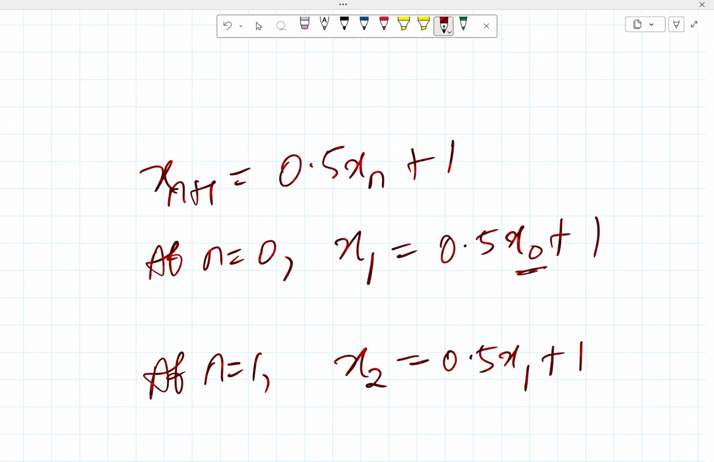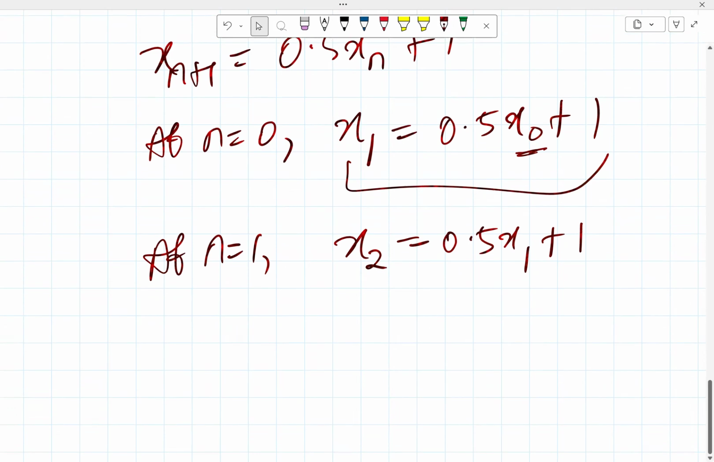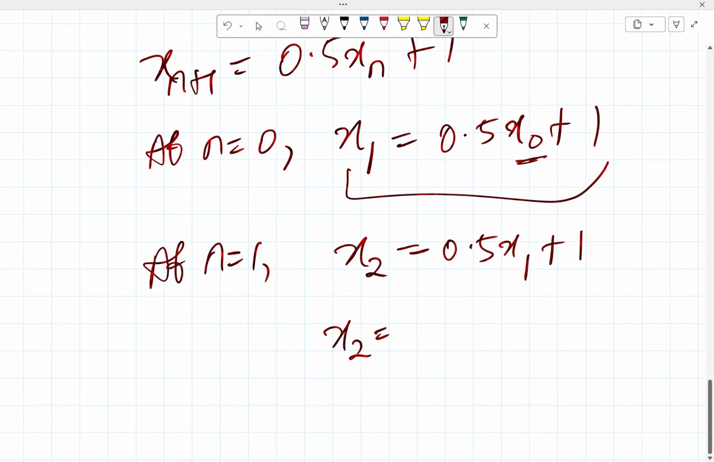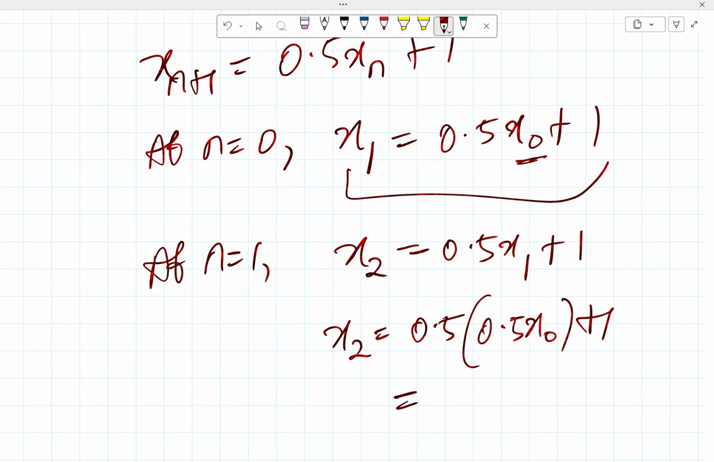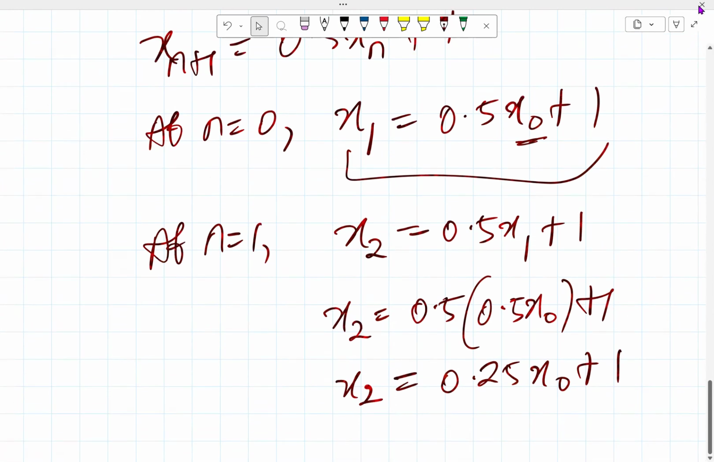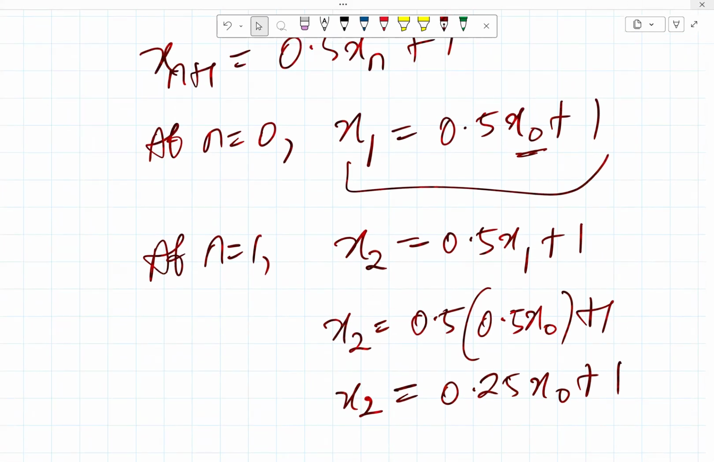But don't forget, you already have x1 here. So things can get complicated so fast. You have 0.5 times x1, and x1 is now 0.5 x naught plus 1, which gives 0.25 x naught plus 1. That's x2. So you can go on and on like that. That's what an iterated map looks like.